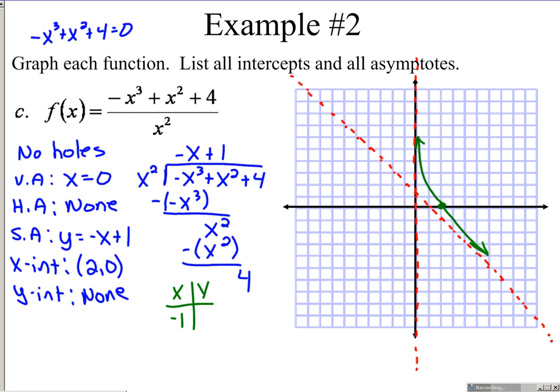That's 1. 1 plus 1 is 2. 2 plus 4 is 6. 6 over 1 is 6. So I have a point at negative 1, up 6. So to the left of that vertical asymptote, our graph has to be up in that section there.